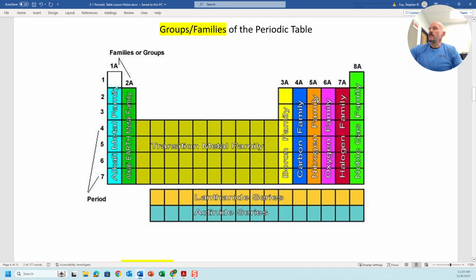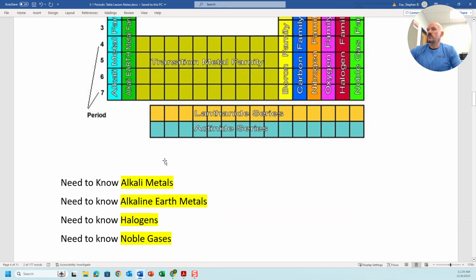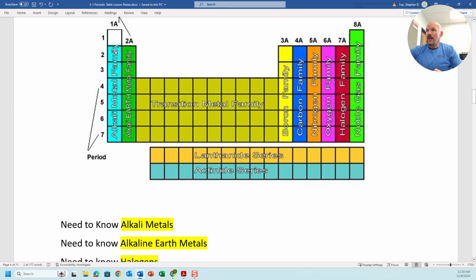But the main thing is, if we're talking about group, we're talking about a column, and there's 4 groups you have to know the names of. We call some of these groups different names. So we need to know the alkali metals, the alkaline earth metals, the halogens, and the noble gases, okay? And it's pretty easy to memorize, and the only ones that you're really responsible for naming in terms of group name are these 4, and it's the first 2 groups and the last 2 groups. So it's this group here, and then if we go to the last 2 groups, this group here and this group here, okay? So the alkali metals are the first group.